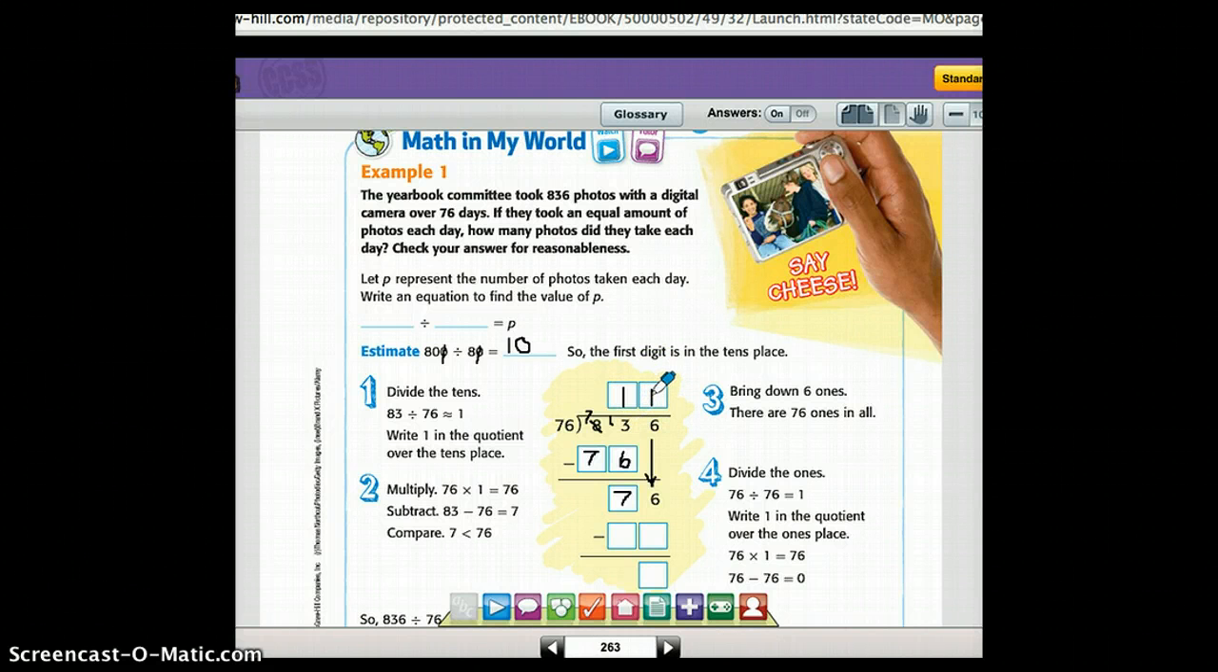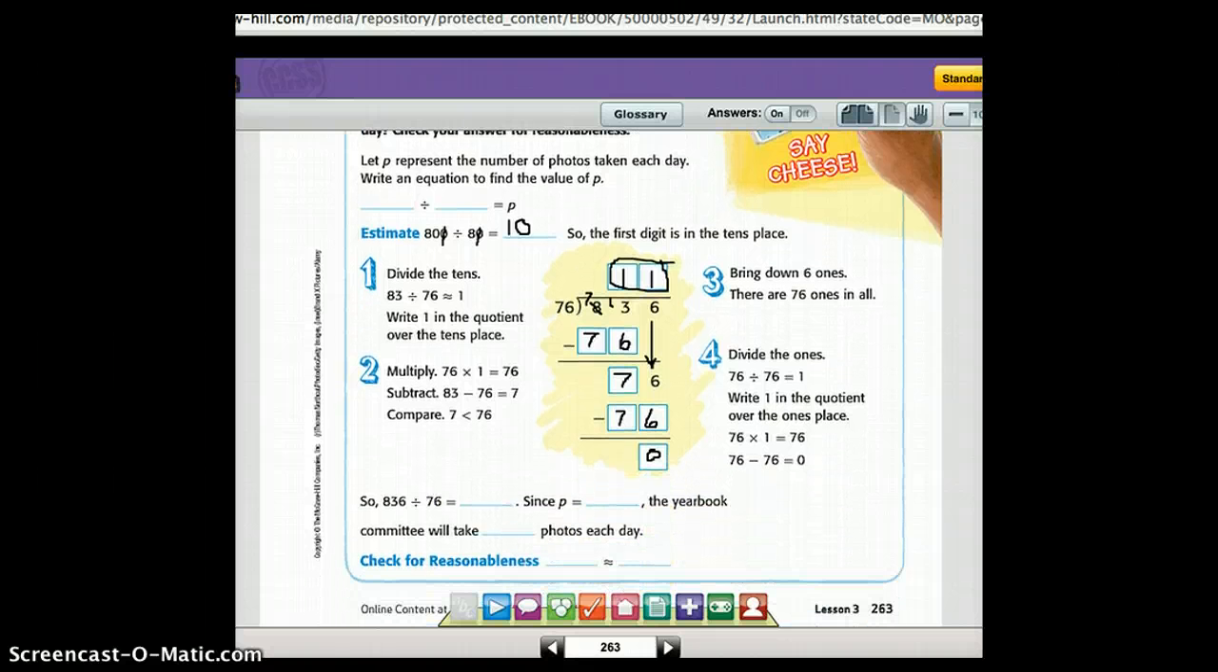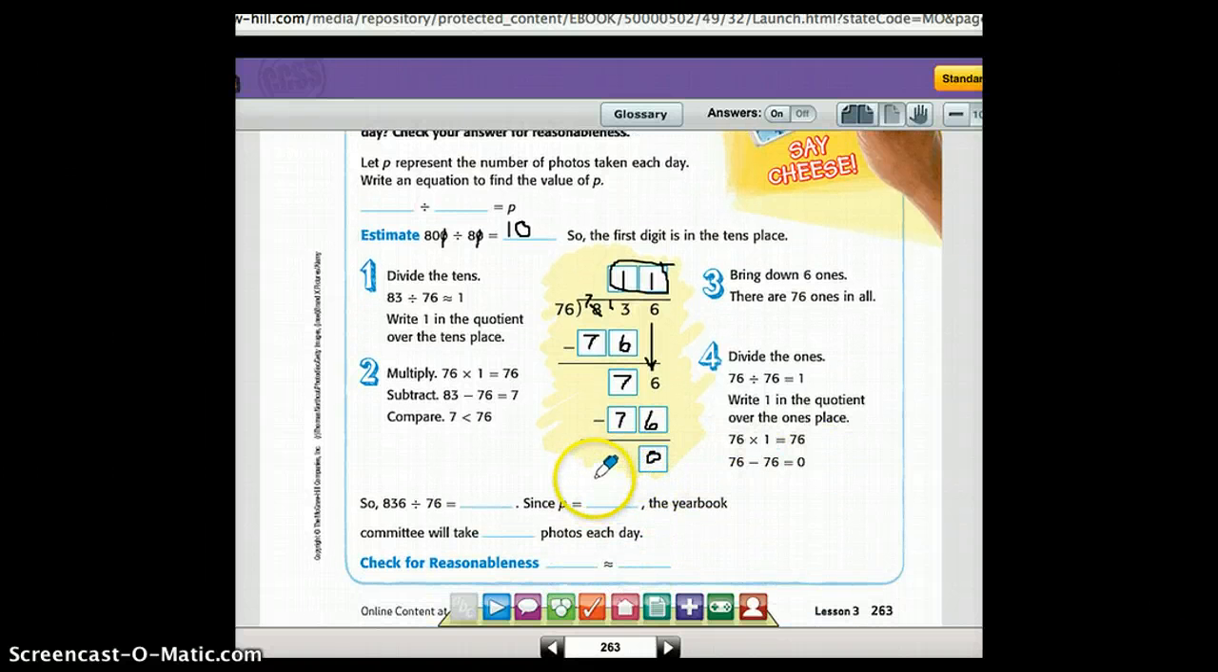Now my multiply step again. 76 times 1, and I get 76. Now my subtract step. 76 minus 76 gives me 0. I have to check, is 0 smaller than 76? Yep. Anything else left to bring down? No. So my quotient is 11. So there are 11 photos taken each day. So P equals 11. So remember our estimate of 10, we were pretty close to that.